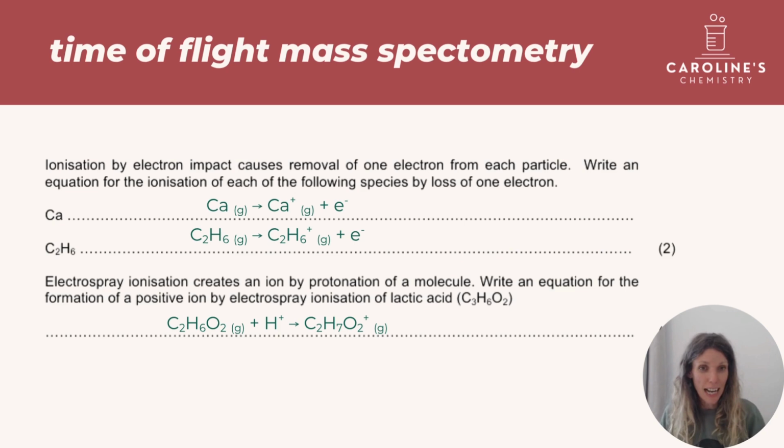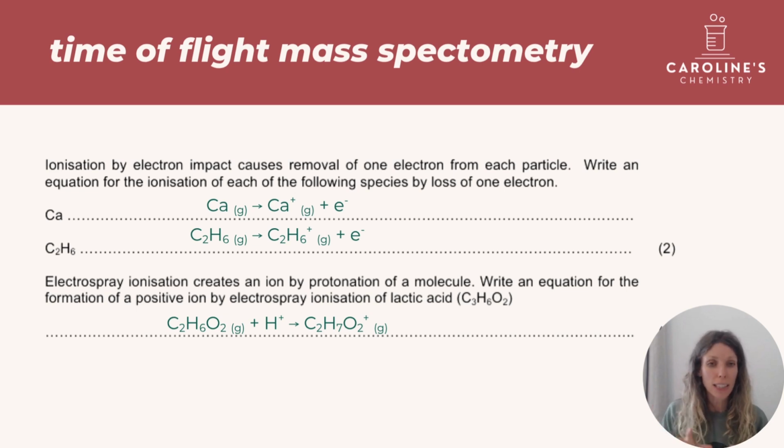Okay, so here's the answers. Now, what you need to remember here is that all of the ionisation takes place in the gas state. So all of your atoms and ions and molecules need to have that state symbol of gas. Now, the first two for electron impact, remember what happens is you have high speed, high energy electrons from the electron gun knocking into each of the particles and knocking an electron off. That electron is shown on that right-hand side.